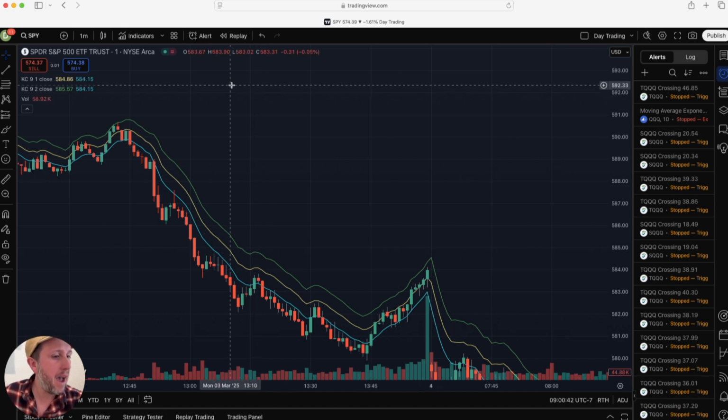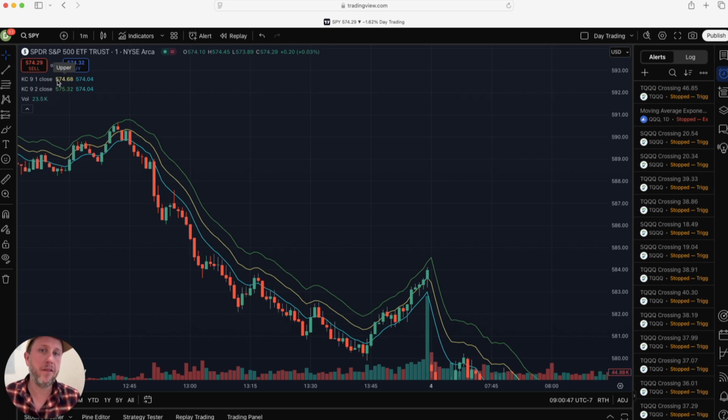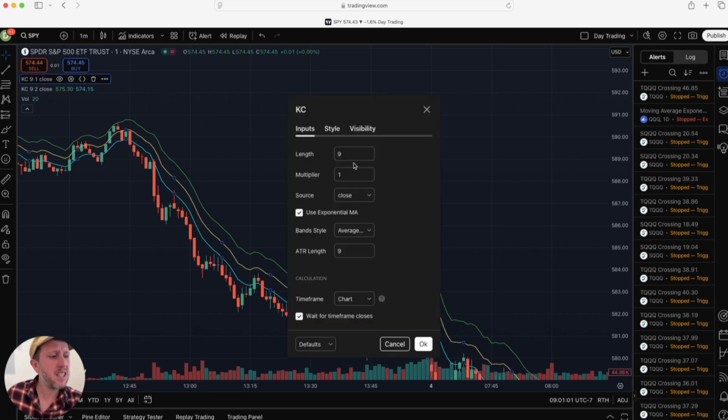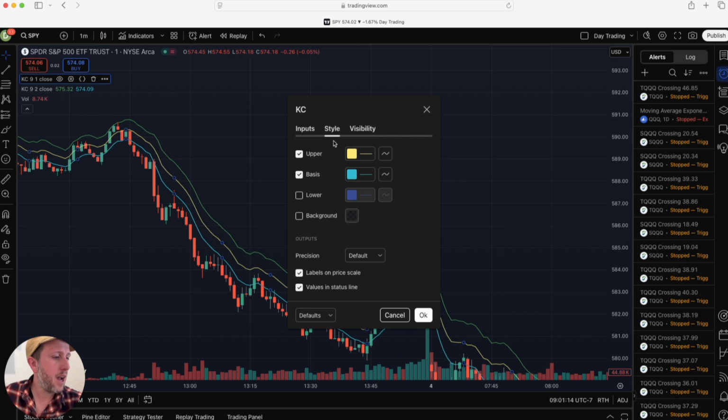So let me show you how I have this indicator set up. What I do is I have 2 Keltner channels stacked on top of each other, and so the two Keltner channels take up the indicator limits that I would have on this setup. And so on my first Keltner channel, the way I have this set up is I have the length set up to 9, the multiplier set up to 1, so 1 ATR, and then I have the ATR length regular as well. I use the exponential moving average. And then for the style, I have the lower bands and the background turned off because I don't like the way that they look on my screen.